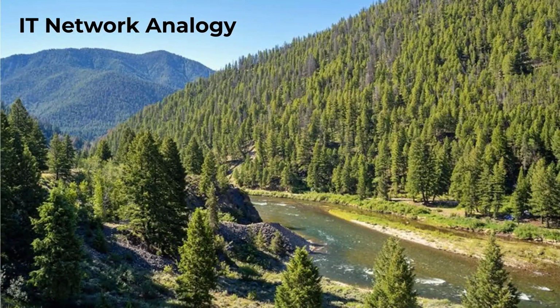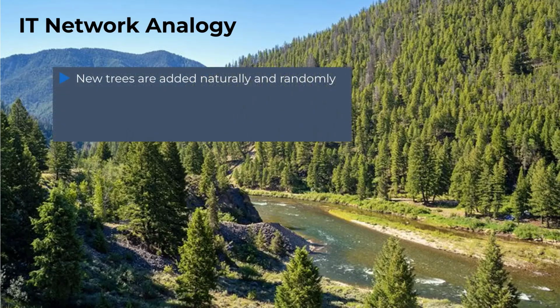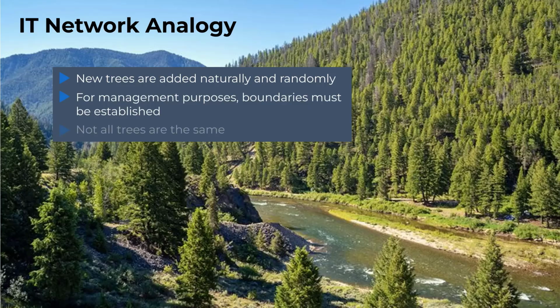First, think about a large national forest, which contains many trees. Because trees drop seeds, more trees are naturally added in random places. There's no actual plan for how all the new trees evolve. For management purposes, forest rangers need to determine methods to bound the forest. Also, not all trees are the same. For instance, a spruce tree might be located next to an elm tree.